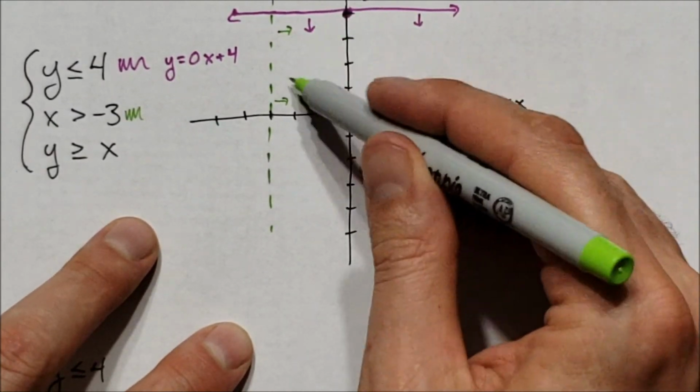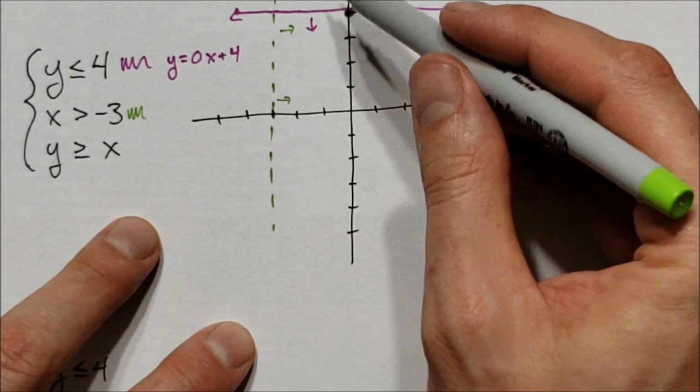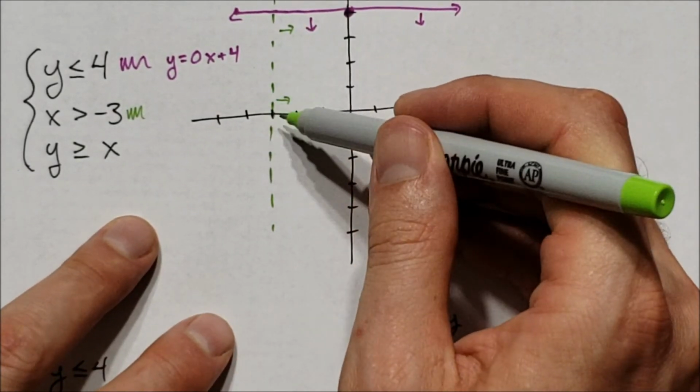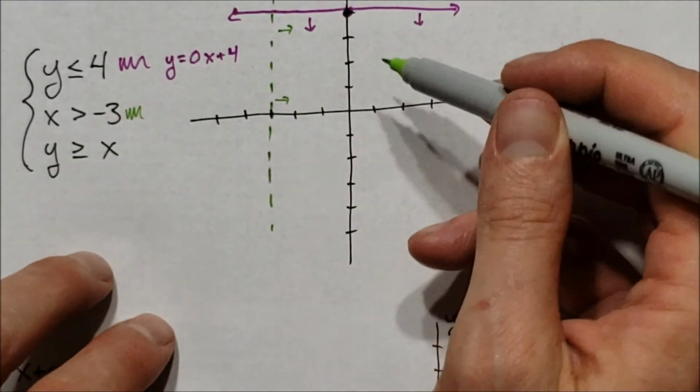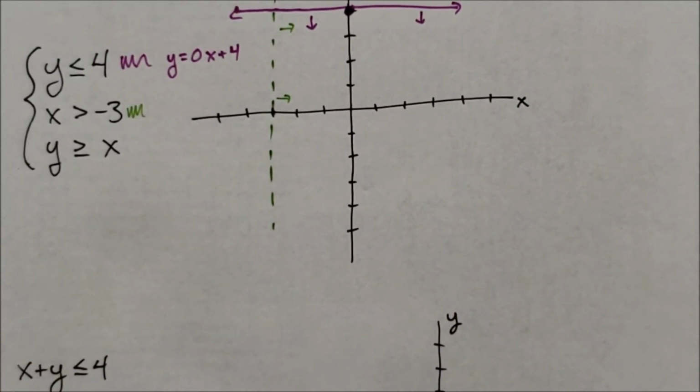So far we have this area, not including above the purple line or pink line, and not to the left of the green line. We're looking at this area. Let's look at our final one.